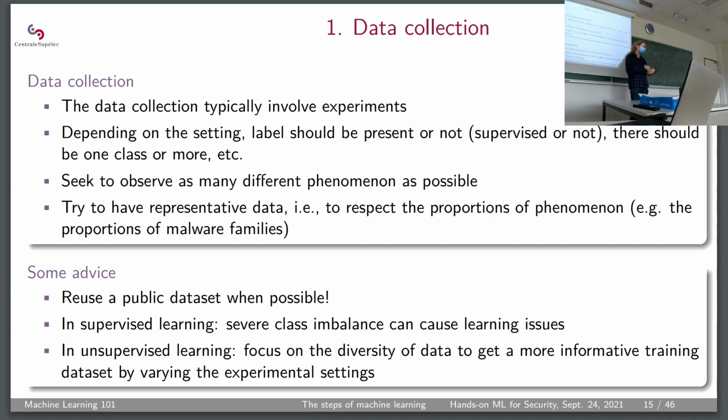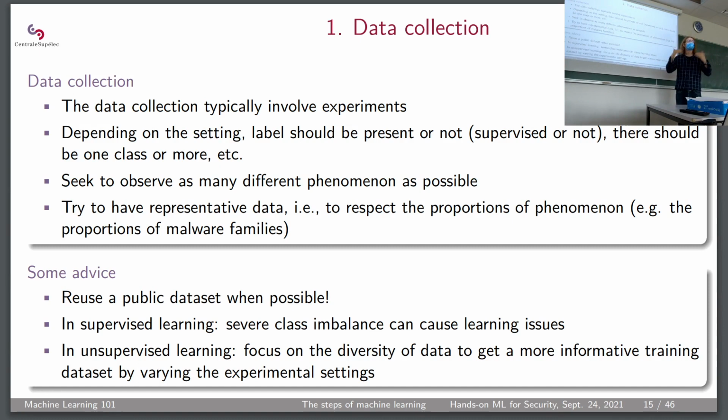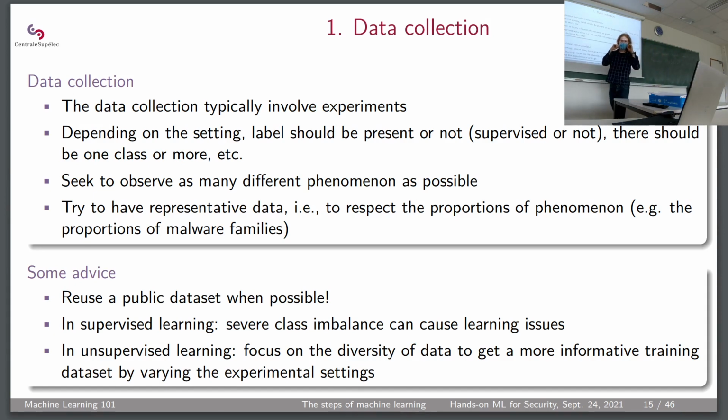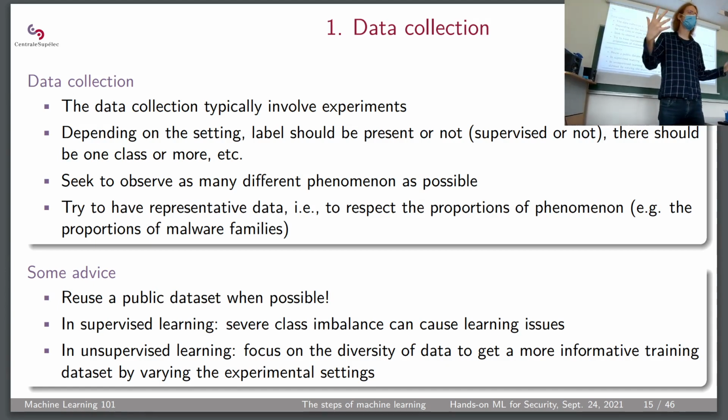But if you're motivated or just don't have a choice but to run some experiment, some advice: in supervised learning, try to have balanced classes. Because if you have very imbalanced classes, for example, if you measured an attack far more often than another one, the learning algorithm will be biased toward that one and will concentrate its effort on learning the majority classes. So a slight imbalance in the classes is not so bad, but try to avoid severe class imbalance. It will make your performance worse. And in supervised learning, try to focus on the diversity of data to get as much information out of it as possible, and try to vary the experimental settings as well, to really capture as much as possible.